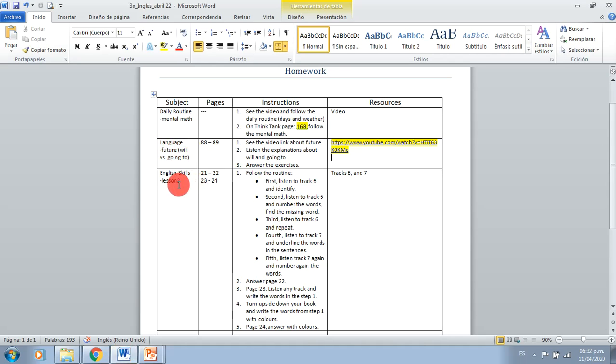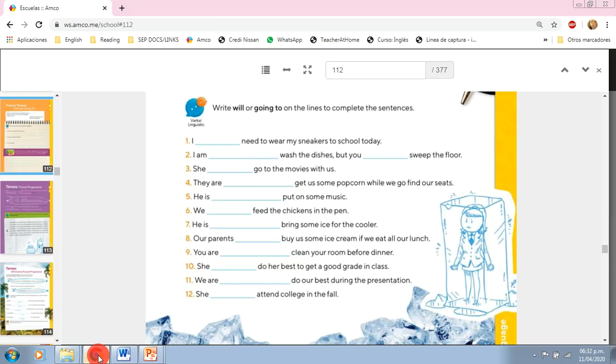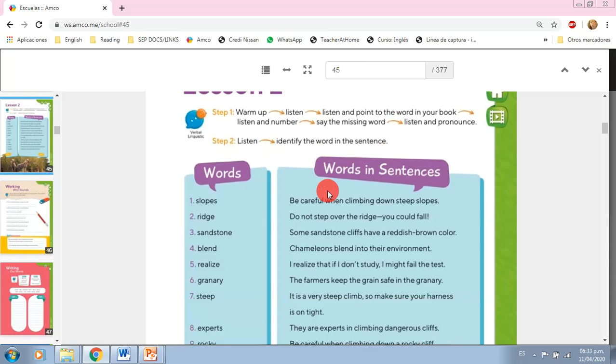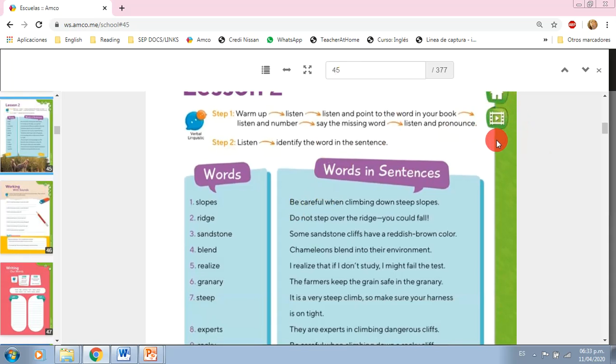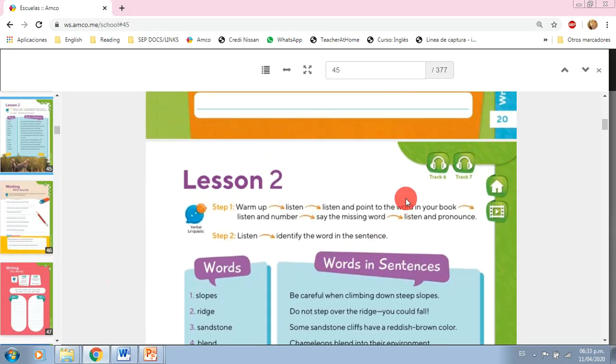Okay, English skills, lesson 2. We're going to need tracks 6 and 7. I will send you the tracks, and we are going to work on pages 21, 22, 23, and 24. So let's search for the pages. Okay, here it is, lesson 2. If you are able to see the tongue twister practice, tongue twisters are so cool, and here it is, track 6 and track 7. We're going to start with track 6.